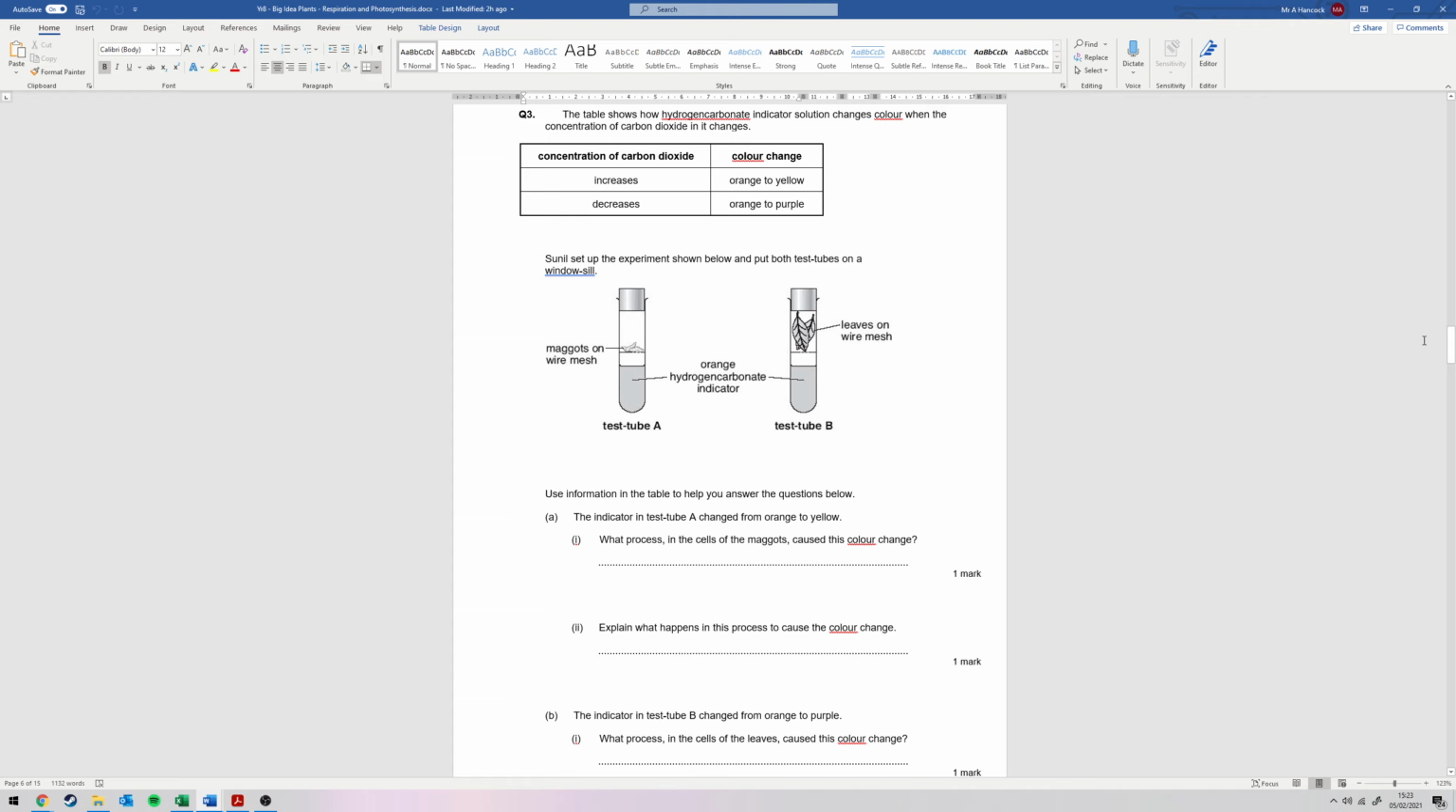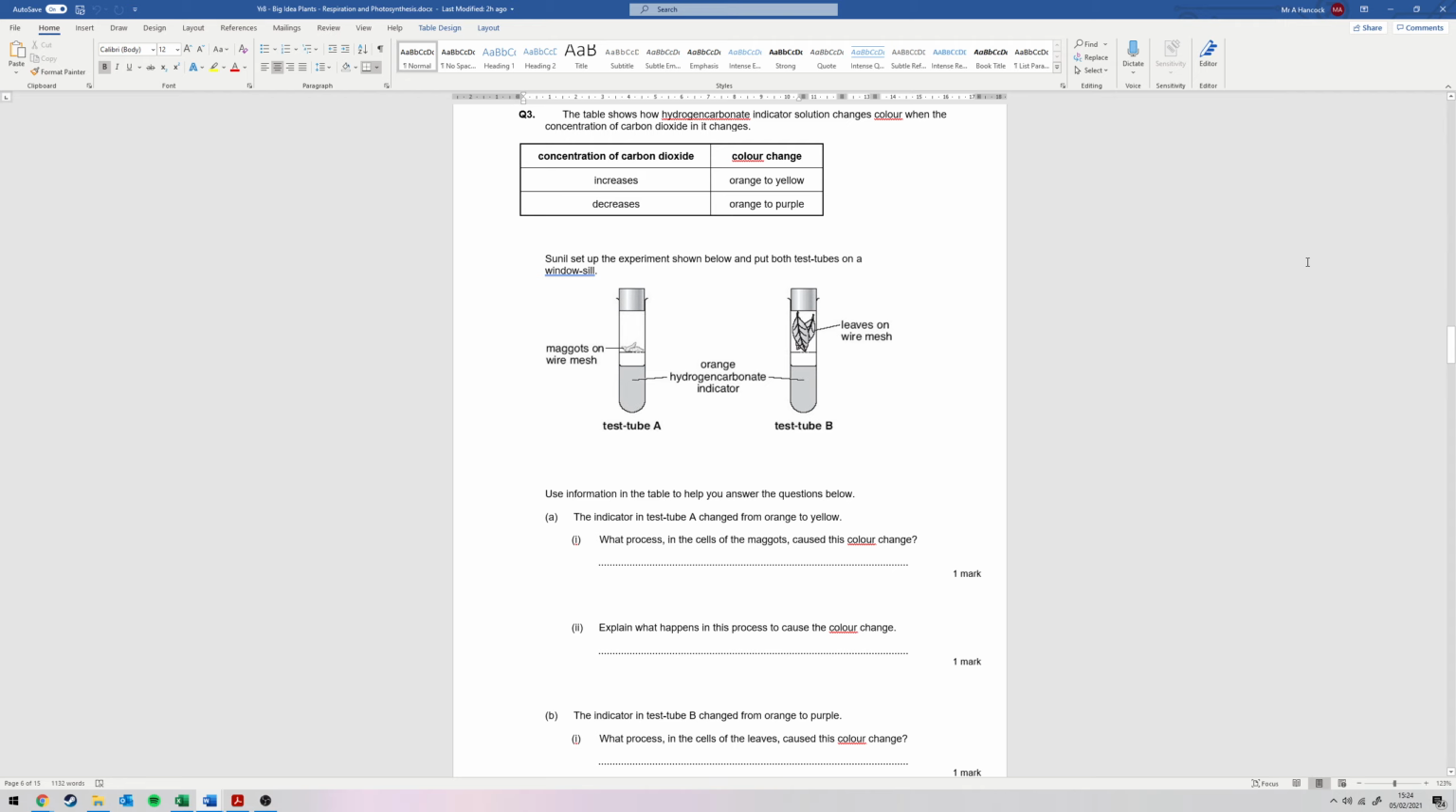Sunil set up an experiment as shown below and put both test tubes on a windowsill. You can see in test tube A we've got maggots on a wire mesh, and in test tube B we've got leaves on a wire mesh. But both test tubes have this hydrogen carbonate indicator in the bottom. So use the information in the table to help you answer the questions below.